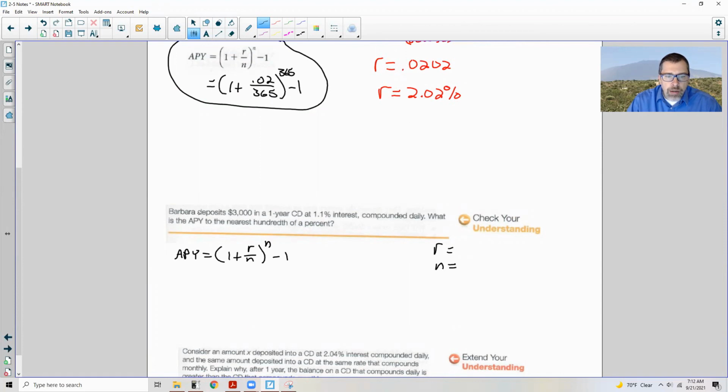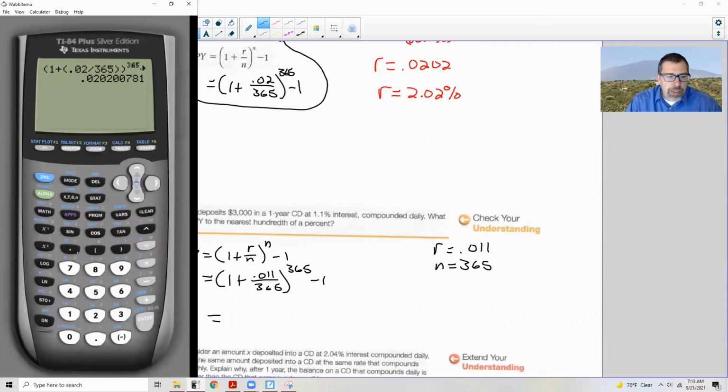So she deposits 3,000 into a 1-year CD at 1.1% interest. So that's my rate, 0.011. Okay, so here, compounded daily, N is 365. So what is her APY? So APY equals (1 plus 0.011 over 365) to the power of 365, minus 1.